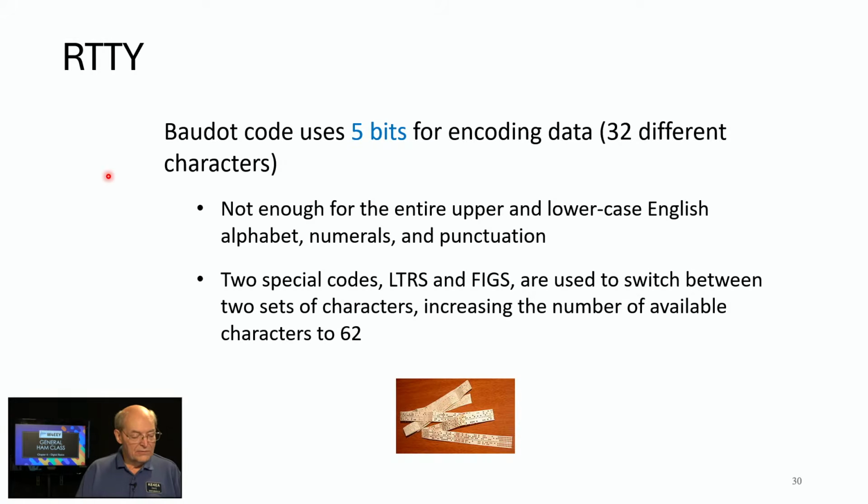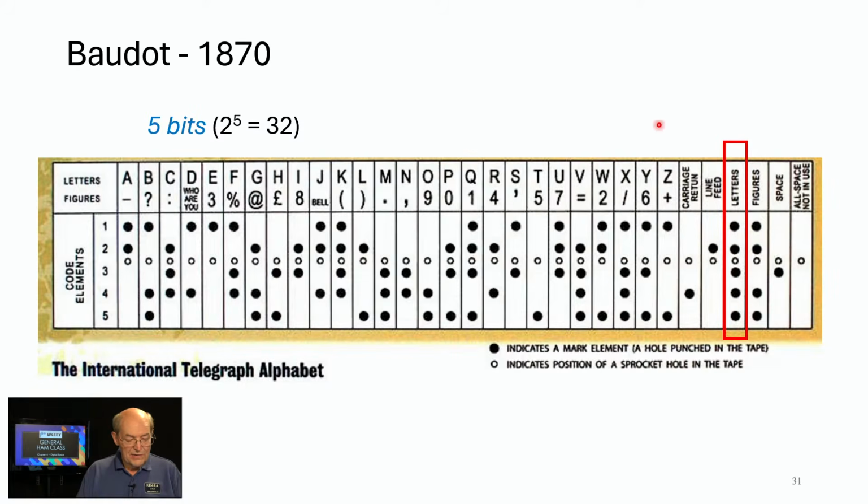All right, a little bit more about RTTY now. RTTY, radio teletype, uses a Baudot code, 5 bits for encoding the data, 32 different characters max. Not enough for the entire upper and lowercase English alphabet, numbers and punctuation. So 2 special codes, letters and figures. They're used to switch between the 2 sets, increasing the number of available characters to 62. We touched on all of that, and here's another picture of a tape. This one's punched a little bit more cleanly. And here we've got our picture of our letters and figures code, and we saw this already.